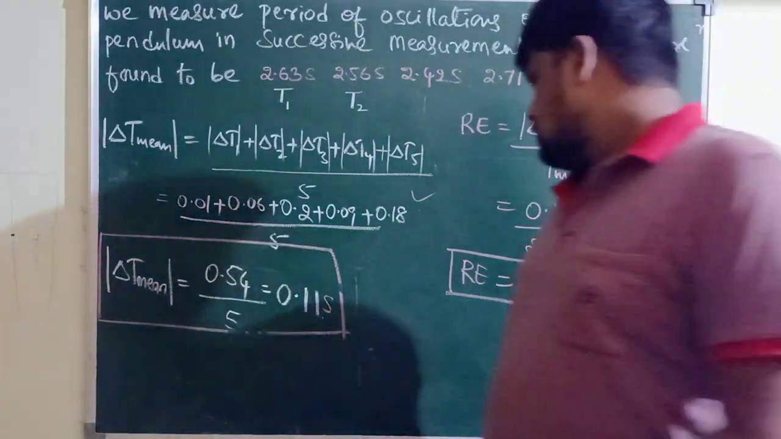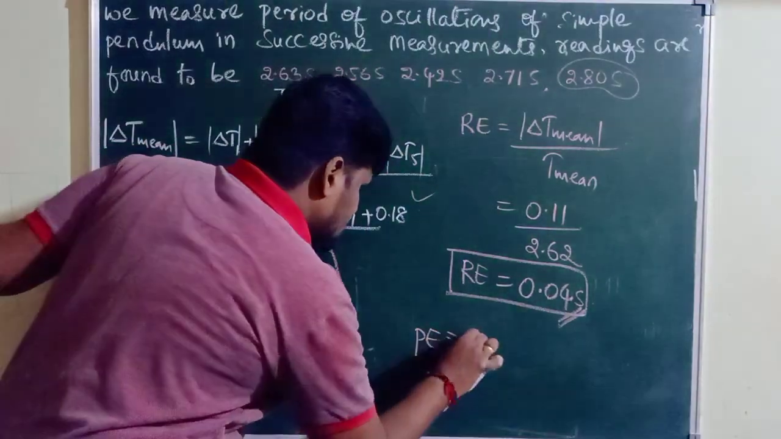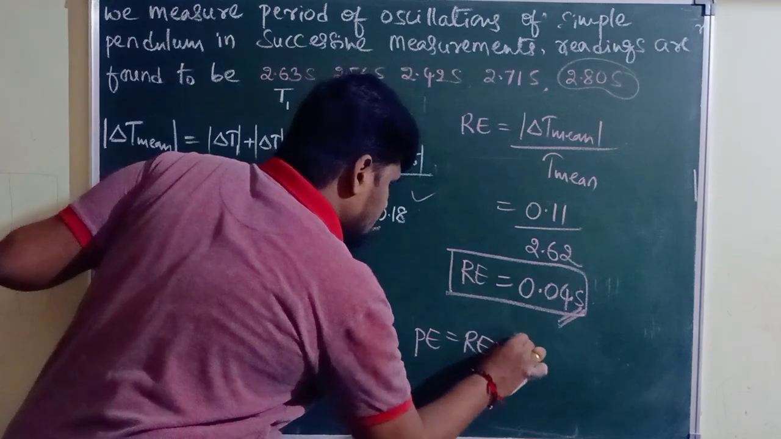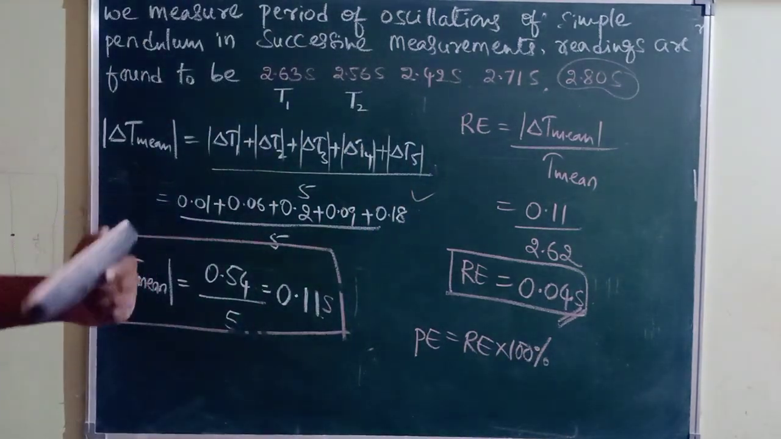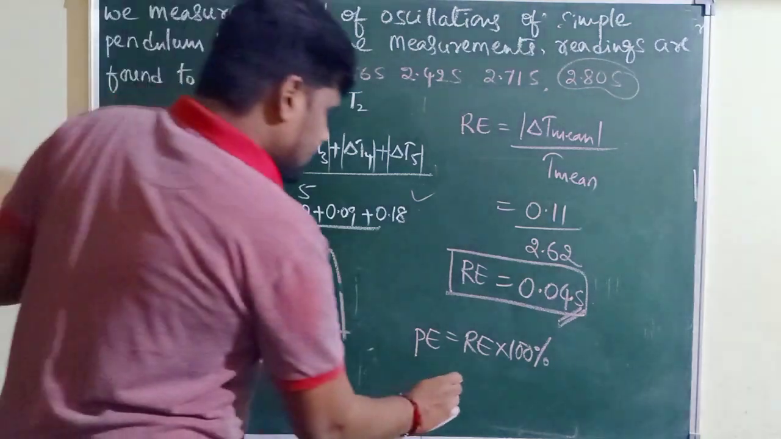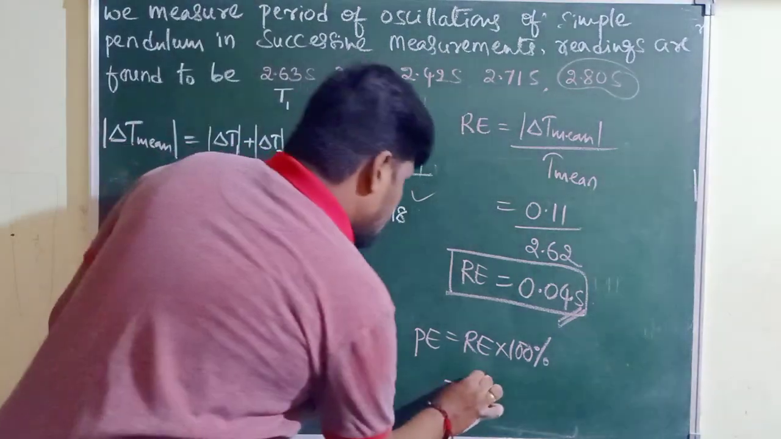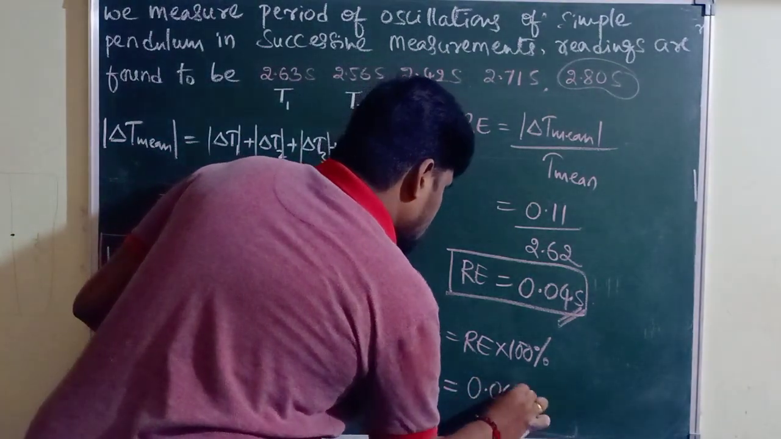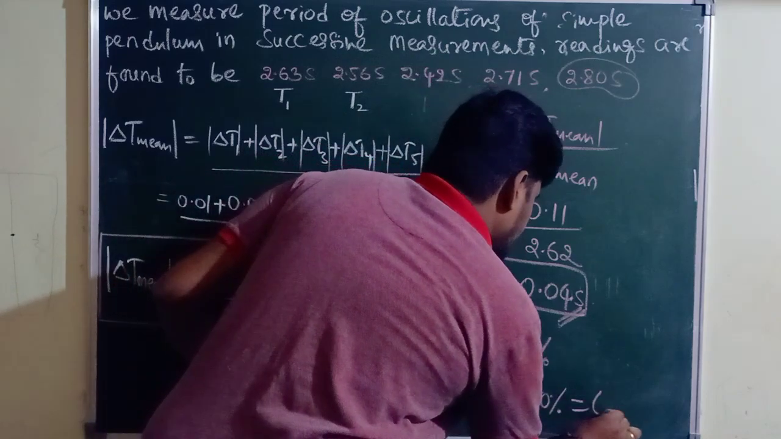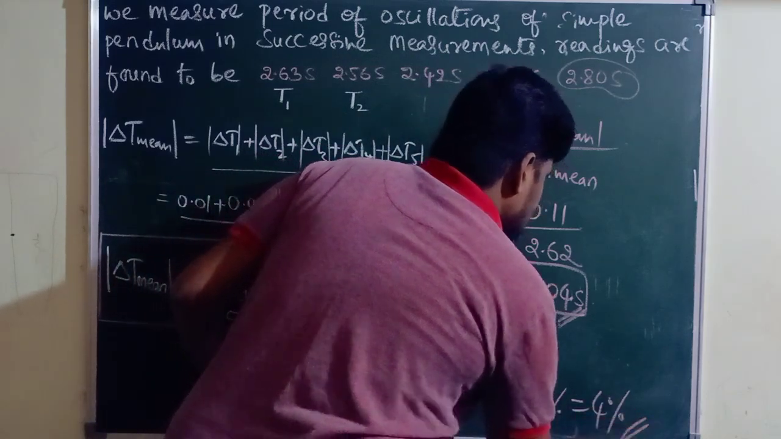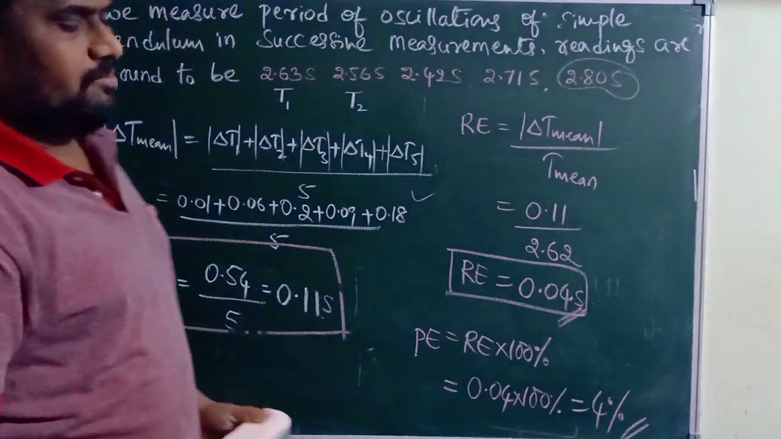As I said, what is the percentage of error? The percentage of error is given by relative error multiplied by 100%. Relative error multiplied by 100% we call the percentage of error. Relative error is 0.04 multiplied by 100%. You will get 4%. What is this 4% called? It is called the percentage of error in the measurement.